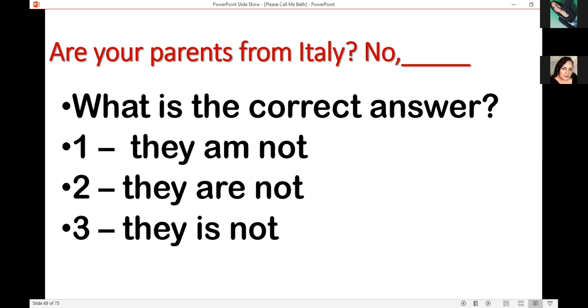Are your parents from Italy? No, they are not. There you go. Are your parents from Italy? No, they are not. Are your parents from Italy? No, they are not. Okay, good.